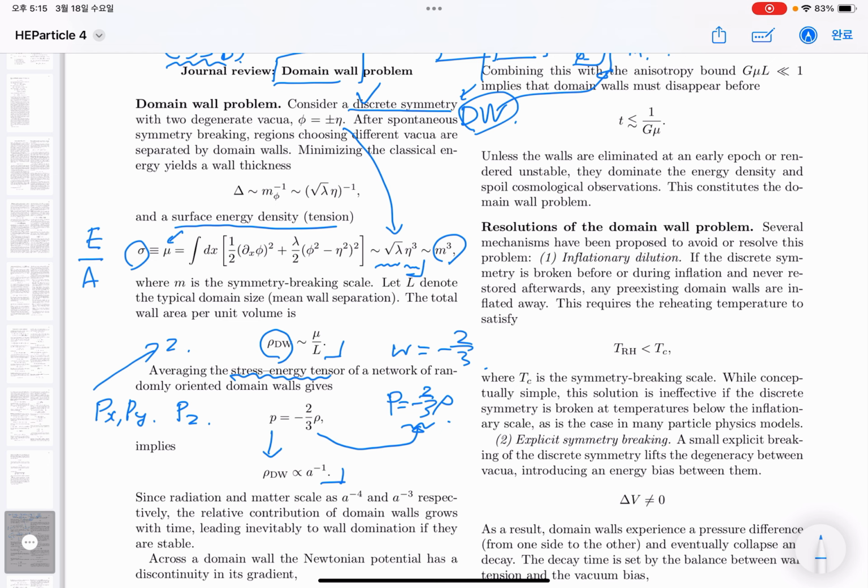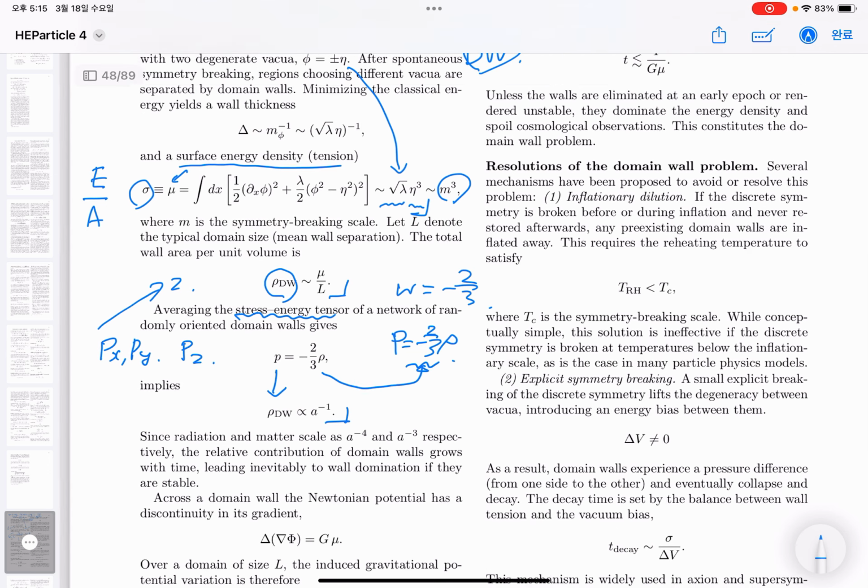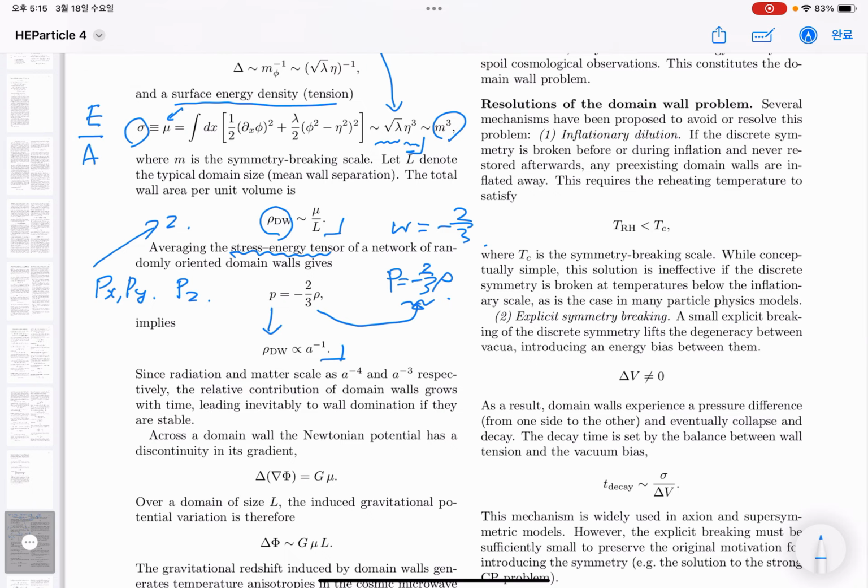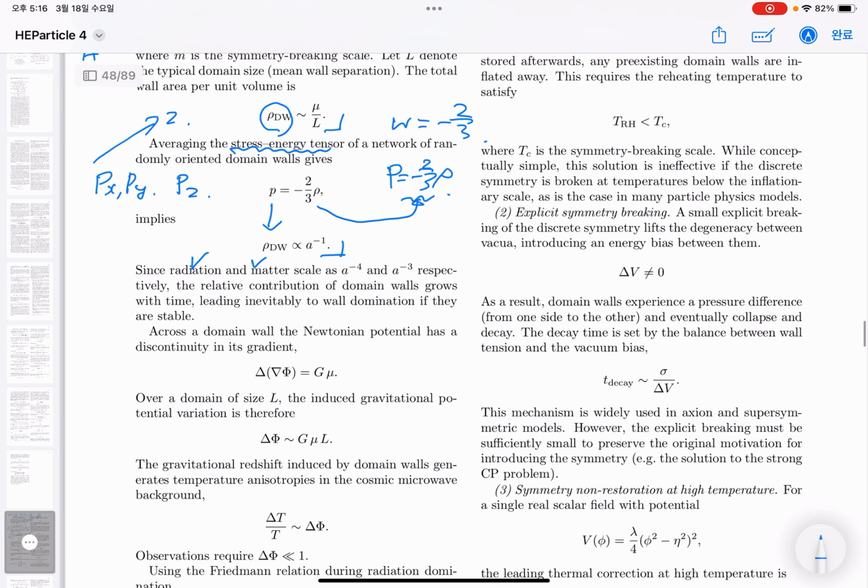So the energy density of the domain walls changes proportional to a to the -1. The ordinary radiation and matter components of the universe scale as a to the -4 and a to the -3 respectively. So the domain wall reduces more slowly. At some moment, the domain wall becomes dominant in the cosmic history, and such a domain wall domination makes trouble. That is called the domain wall problem.